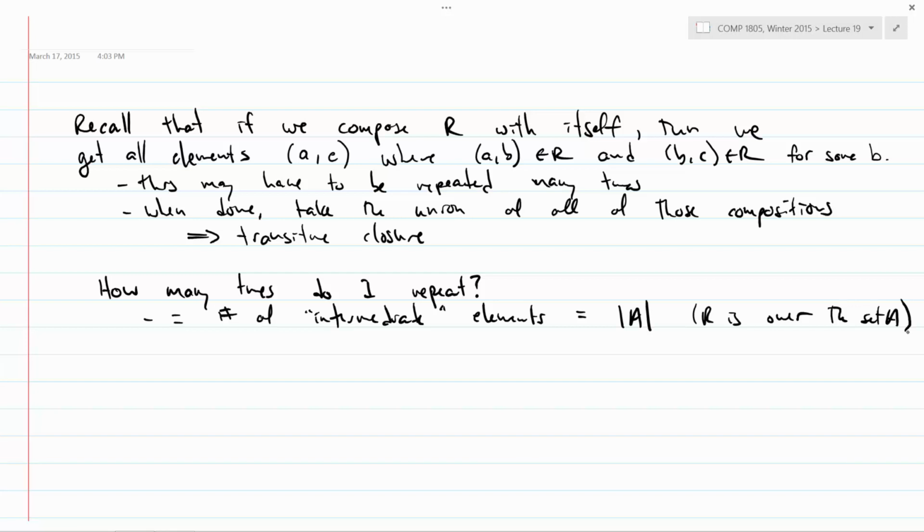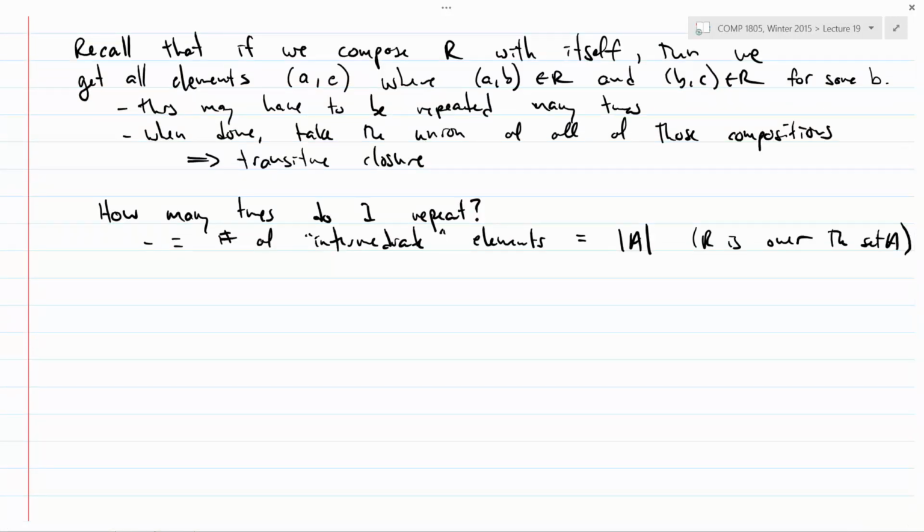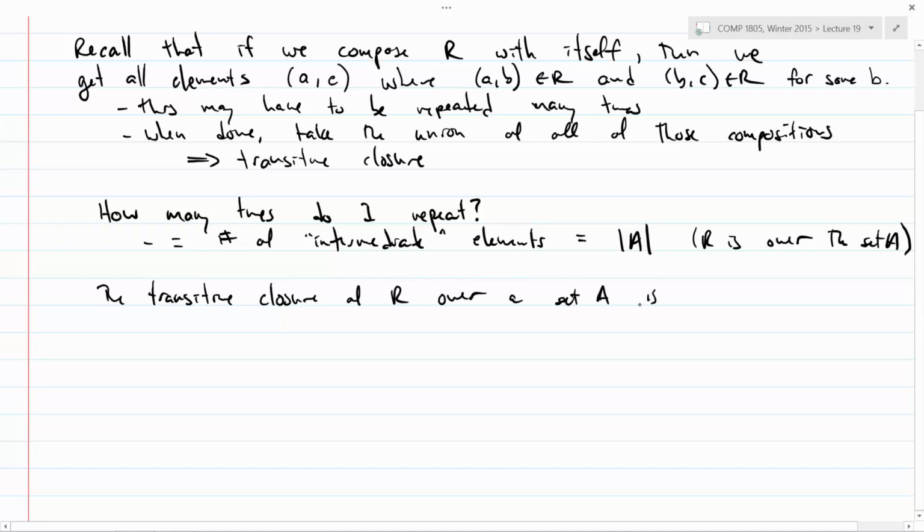Right? When we were computing R to the 1, R to the 2, R to the 3, R to the 4, R to the 5, as soon as you get an answer you've already seen, then you're done. Because at that point on, you'll keep getting that over and over and over again. So the transitive closure, if I want to say this completely clearly, of R over a set A is the union from i equals 1 to infinity of R to the i.